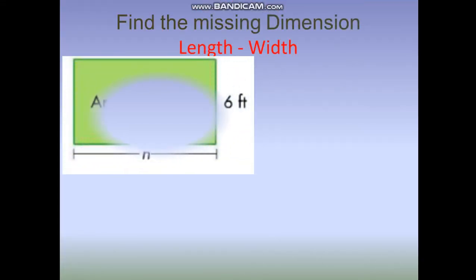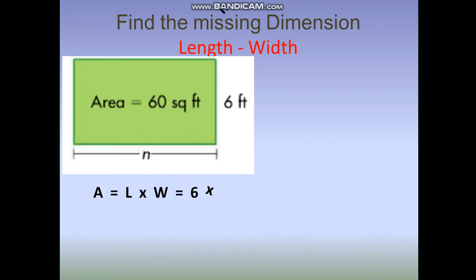Let's find another exercise, how to find the missing dimension. He gave me the area here. Area is represented by 60 square feet, and the length represented by the variable n, the width represented by 6 feet. Don't forget, you should start with the formula. The formula of area equals L times W. L in this case equals n. W in this case equals 6.